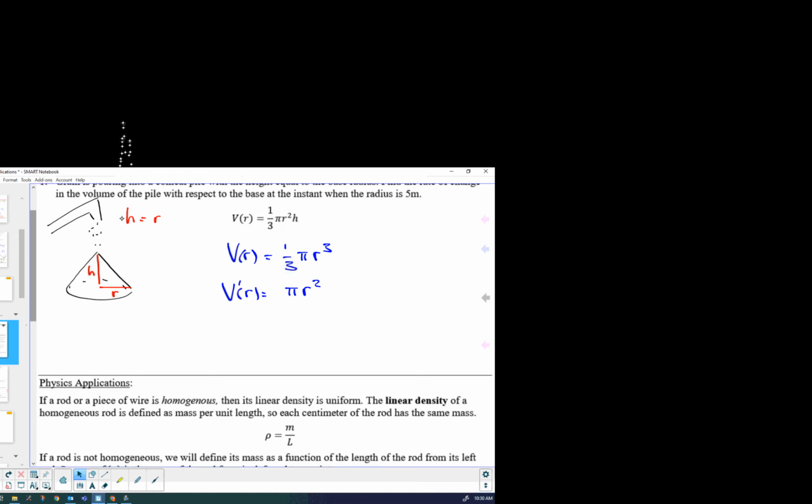So we have that. We want to know when the base radius is 5, so we just plug the 5 in. How I did the derivative?